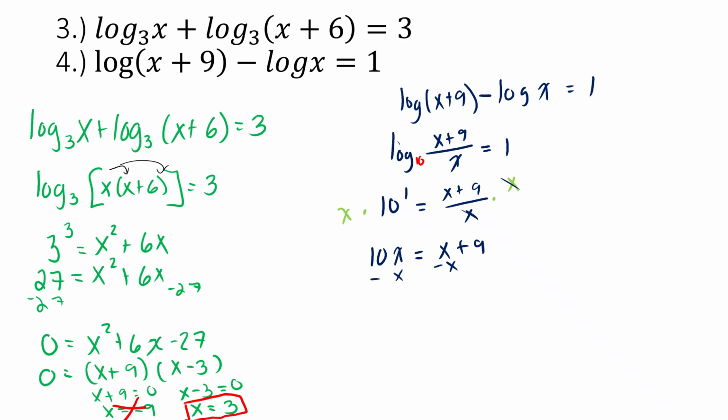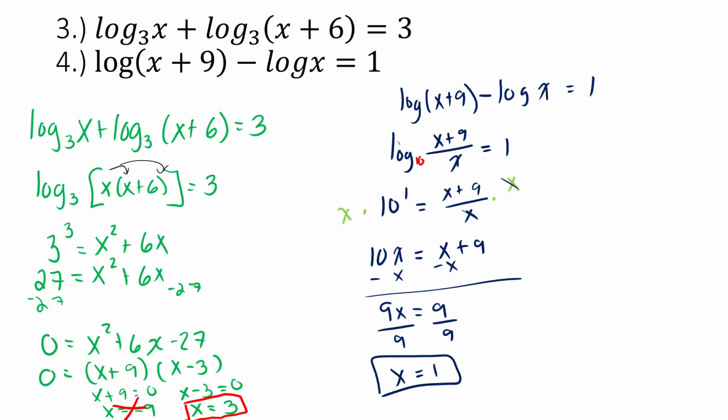Let's go ahead and subtract an x from both sides. That gives us 9x is equal to 9. And dividing both sides by 9, I get x is equal to 1. And we do want to check that. So 1 plus 9 is positive, and log of 1, that's fine too. So that's positive, and so our answer does check. Yay.